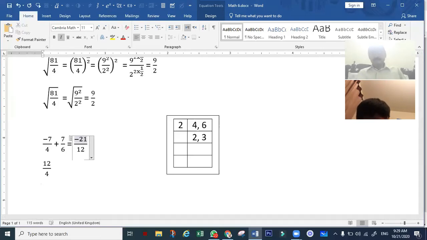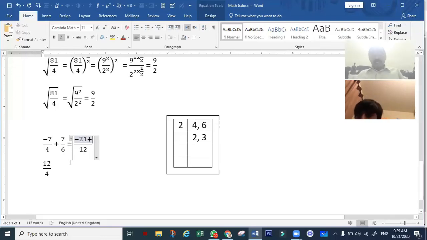Isn't it? Is it the same? What do we do? We write down the 12 in the numerator like this and divide it by 6.